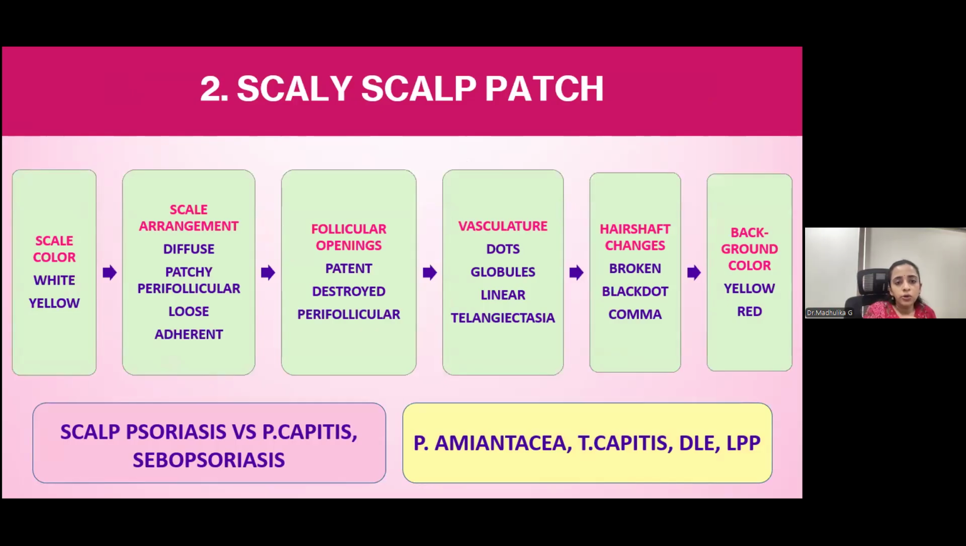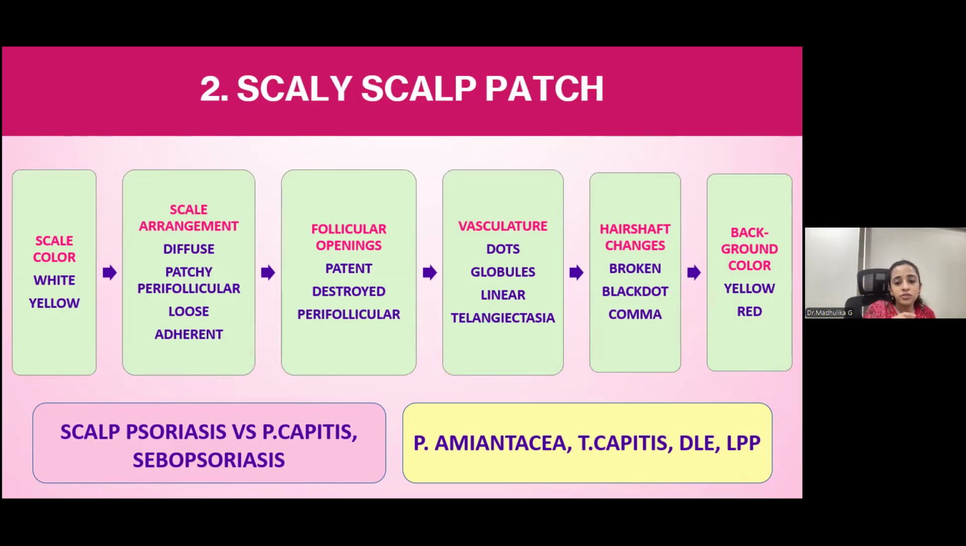So how to differentiate between different scaly scalp patches? First you look at what color the scale is. Is it silvery white? Is it yellow? If it's silvery white, more likely it's psoriasis. Yellow, more likely it's dandruff. In between could be sebopsoriasis. Scale arrangement: is the scaling diffuse? Is it patchy? Is it only perifollicular? Is the scaling loose or adherent? Look at the follicle openings as well. Are they patent? Are they destroyed?